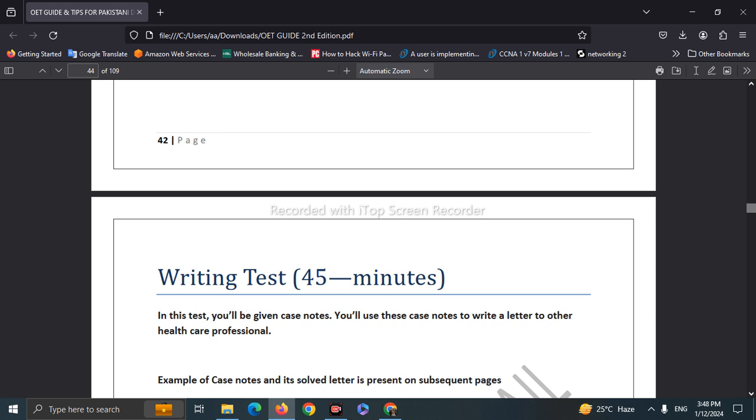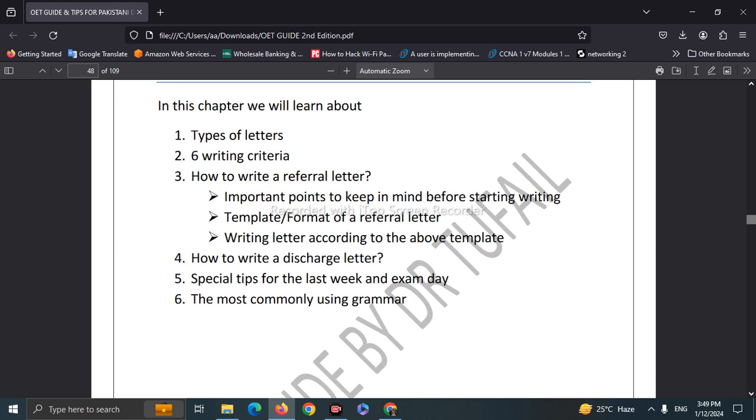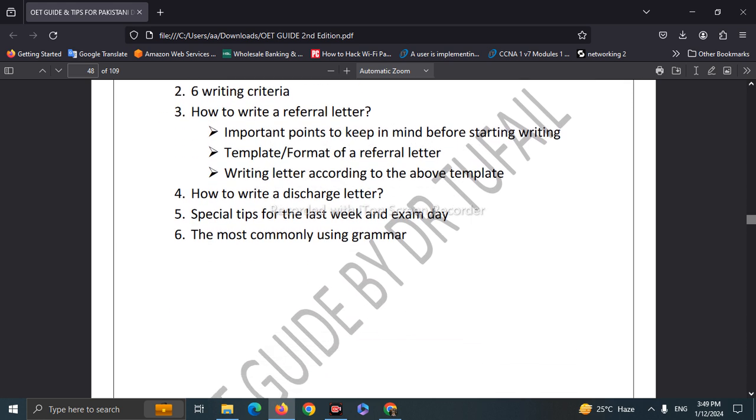Okay, we will move to the writing part. There are six types of letter, six writing criteria. First, the referral letter. You get 5 minutes to just read the task, and another 40 minutes to write it.